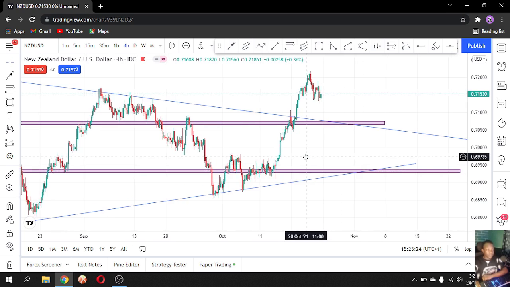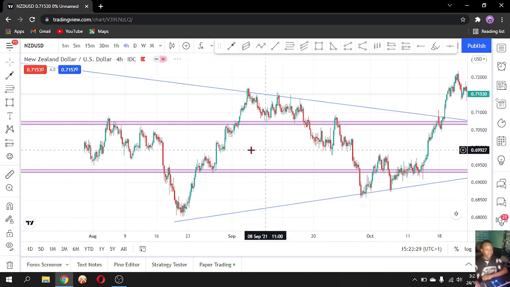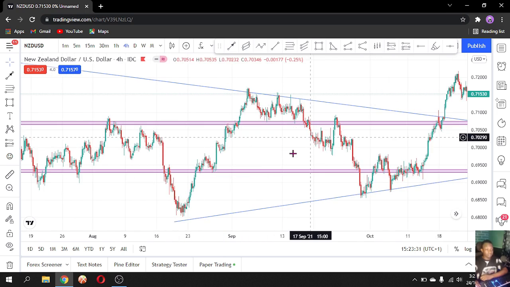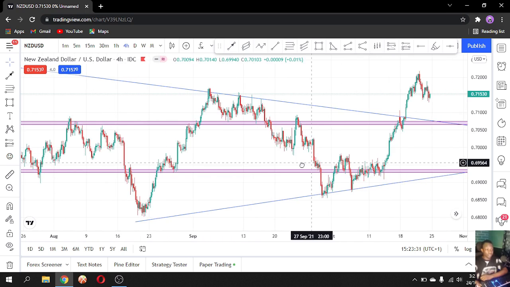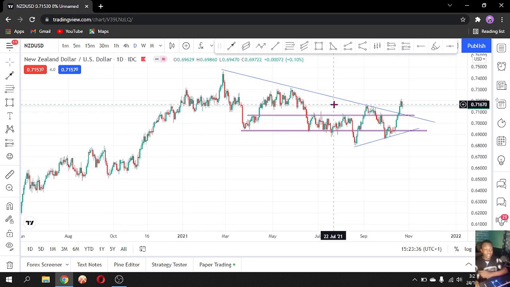And this is the 4-hour time frame. In our previous video, if you watched it, you will get to know how we use all these tools, our support and resistance, our trend lines. As price action traders, we take these things into consideration.